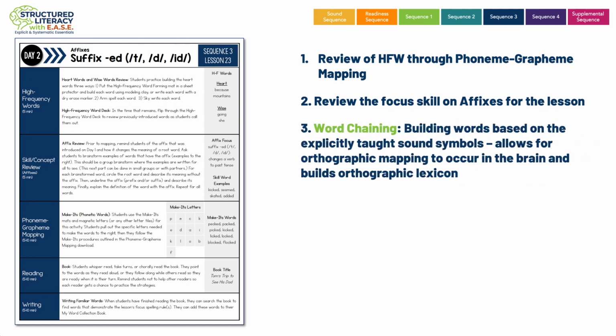Then we go into our word chaining activity. Remember, word chaining is all about building words based on explicitly taught sound symbols. What this allows for is orthographic mapping to occur in the brain. And when that happens, it builds a student's orthographic lexicon, or sight word vocabulary. So all of these different activities build on the ability for the brain to map words automatically.